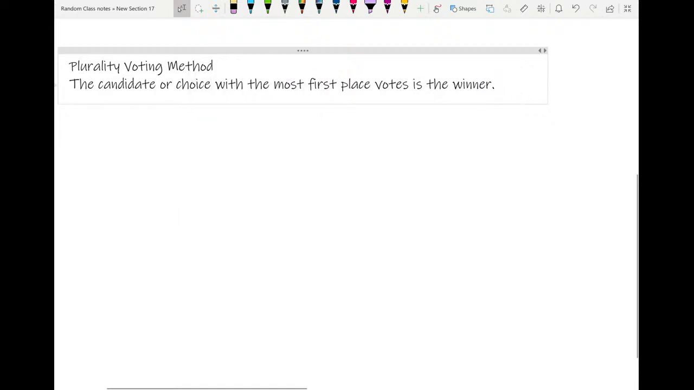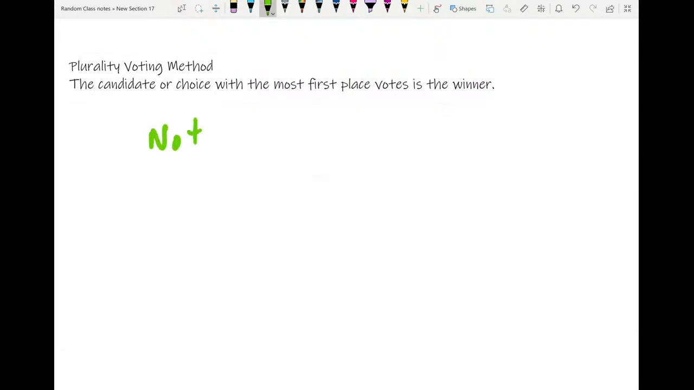This is the basic one. You just look at it and whoever gets the most votes, not the majority vote. So it doesn't mean a majority. So you have 4 or 5 candidates. We just look at who gets the most votes. Okay.